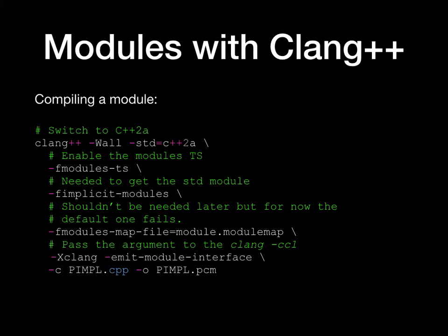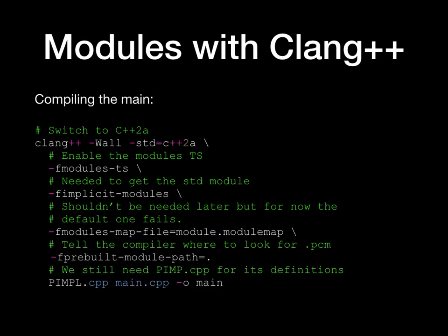We also use an option that probably won't be necessary. We pass the emit module interface to the front end, so that's clang -cc1, and to pass that option we use -Xclang. So this allows us to generate the module interface file, but probably will become the default in the future. And now how to use the module and compile the main.